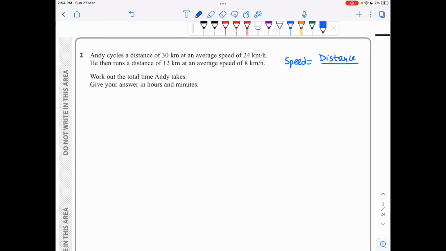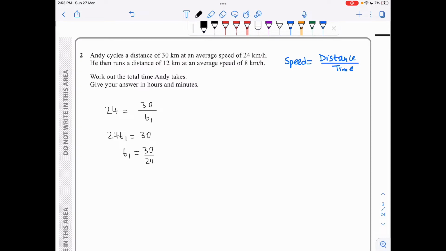And we've got the time taken while cycling and the time taken whilst running. So we know that the speed is 24 kilometers per hour, and that is equal to the distance of 30 kilometers over t1, which is the time spent cycling. So 24 t1 is 30, leading to t1 being 30 over 24.